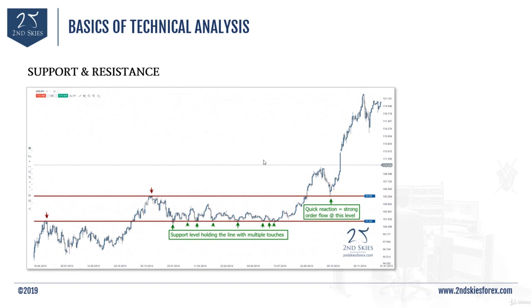Now we have looked at a couple of ranges, but areas of support and resistance aren't limited to only ranges. They form in trending markets as well. If you look at this chart here, you can see we clearly have a higher high, higher low, higher high, higher low, higher high, higher low. So this is clearly a trend, right? Based on what we talked about earlier in this lesson.